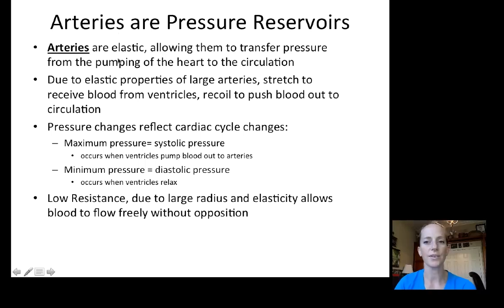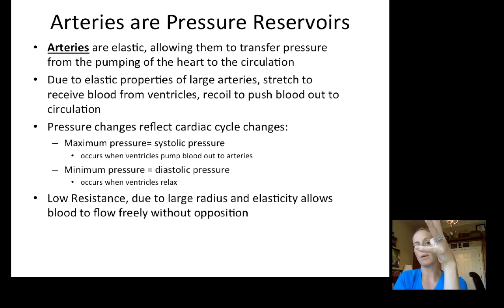So arteries first are pressure reservoirs. So what does that mean? That means that due to these elastic properties of the large arteries, they are stretching to receive blood as the ventricles pump, and then they recoil to push the blood to circulation. What that means then is that the ventricle pumps, right? It pushes blood into the arteries and the arteries stretch to receive that blood.